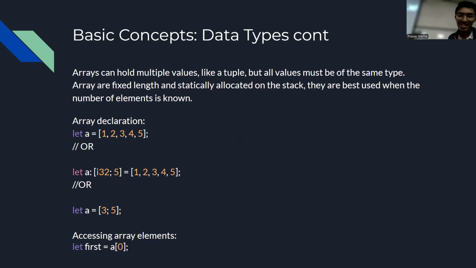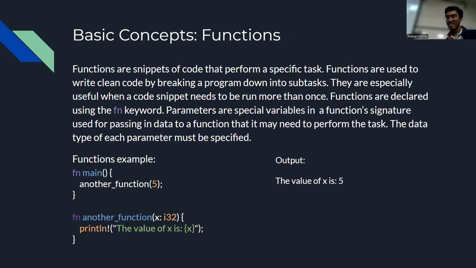Okay. Another basic data type are arrays. So arrays can hold multiple values, like tuples. But the thing with arrays is that all the values have to be the same type, whereas in tuples, there can be different types. And arrays are typically fixed length and statically allocated on your stack. So they're best used when you know the number of elements. If you don't know the number of elements and you want to dynamically allocate on the heap, you'll use a vector, which I guess we'll get to later.